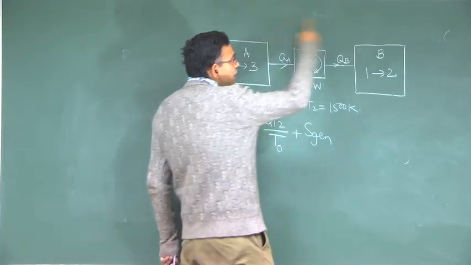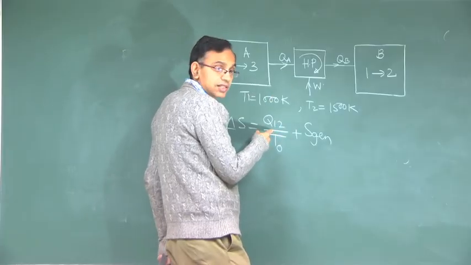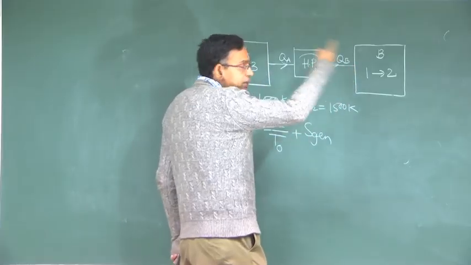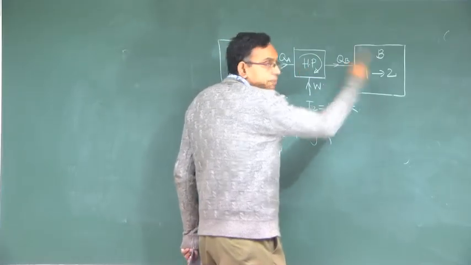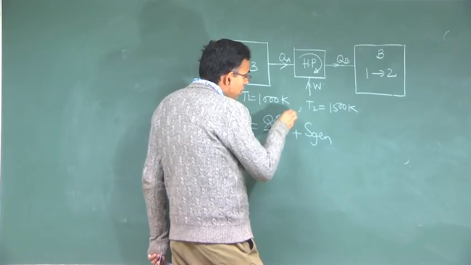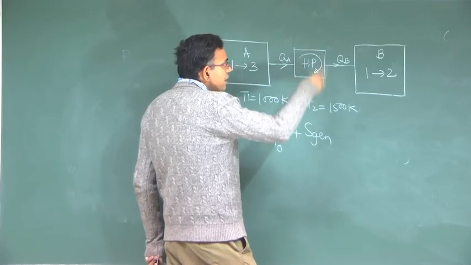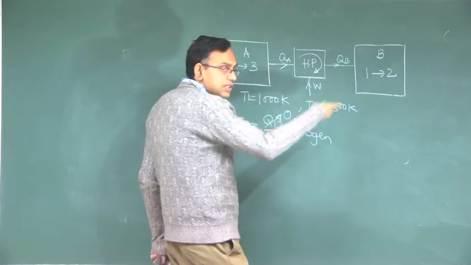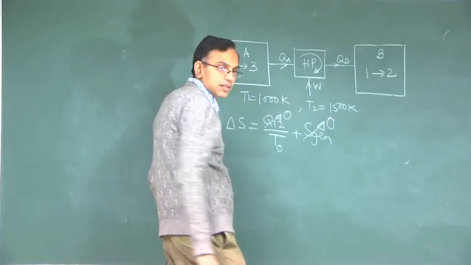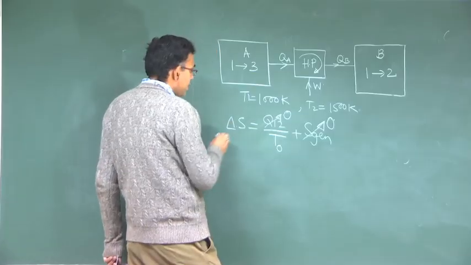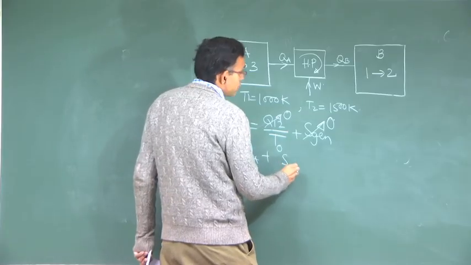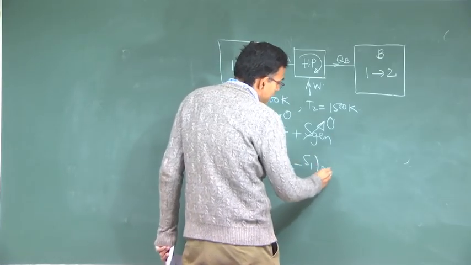Heat transfer, if you consider this entire thing as a system, there is no external heat transfer, this you have to understand very carefully. This heat transfer is internal within the system, here the system is A plus heat pump plus B. Okay. So, then this is 0, and because the heat pump is functioning reversibly, all the heat transfers and changes of state are reversible, and therefore, the entropy generation is 0. So, the change in entropy is 0. So, S3 minus S1 of A plus S2 minus S1 of B, that is equal to 0.